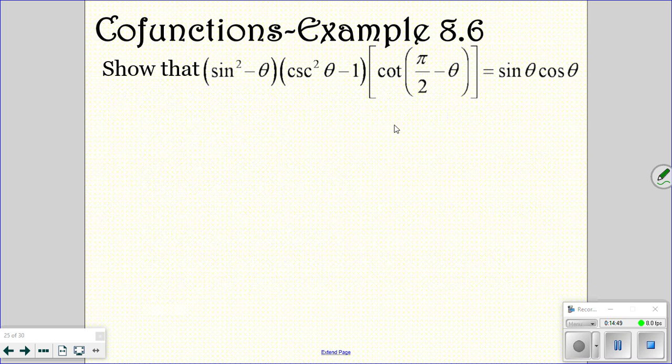So let's look at this one. You want to show that those are equal. So again, pick a side. I'm going to pick the left side.